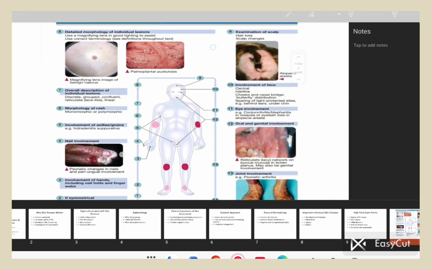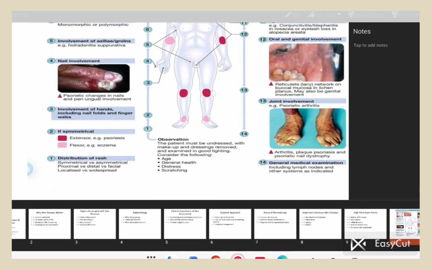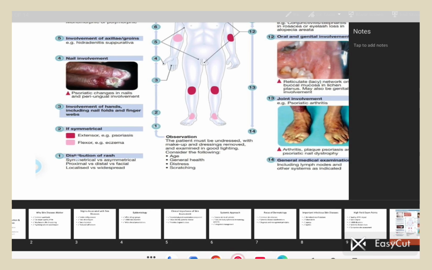Now this is how we examine skin diseases. Number one, first we check the distribution of the rash, whether it is symmetrical or non-symmetrical, proximal or distal or facial, whether it is localized or widespread. Then we go for symmetry, whether it is on the extensor surface or the flexure surface. Extensor surface, example psoriasis; flexure surface, example eczema.